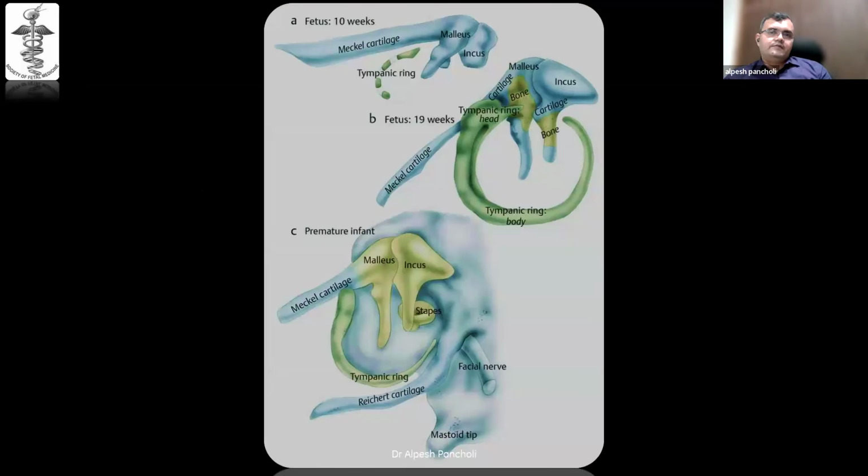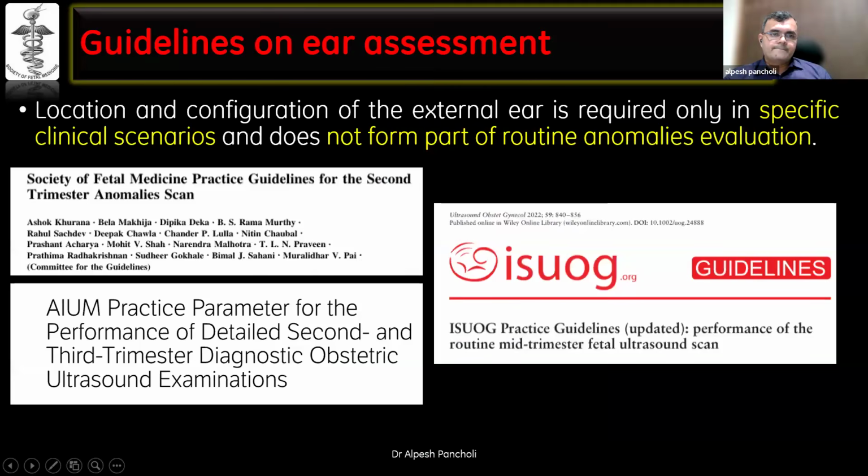Coming to the brief embryology of the development of the tympanic ring, at about 10 weeks of gestation, 4 ossification centers develop for the tympanic ring development. At about 19 weeks, it completely ossifies, so we can see it on the sonography as well. So this demarcates the junction of the external ear and the middle ear. So the tympanic ring is responsible for normal development of the middle ear as well. So this is in the infant, there is complete formation of the tympanic ring and it merges with the temporal bone.